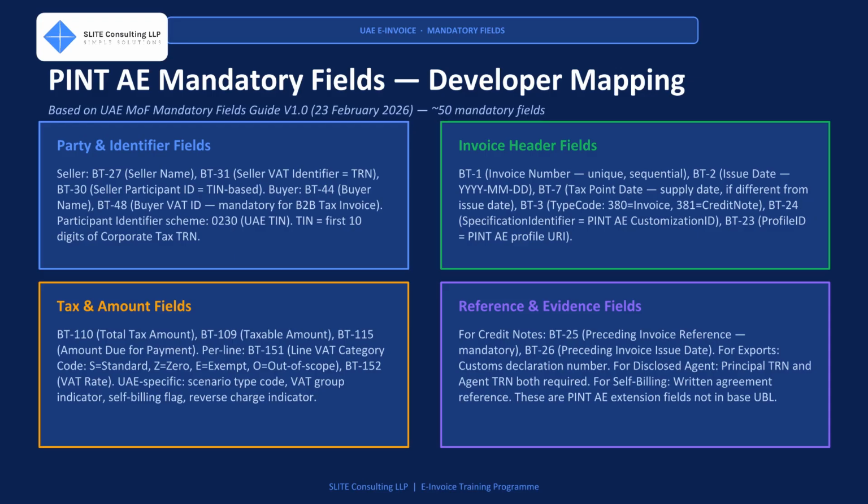The preceding invoice reference is mandatory. For exports, the customs declaration number. For disclosed agent, both principal and agent TRNs. For self-billing, the agreement reference. Cross-reference every transaction type you ship against this map. Now let's look at the XML container itself.